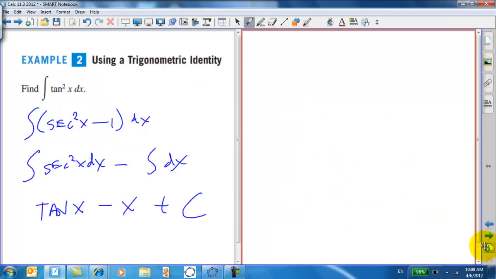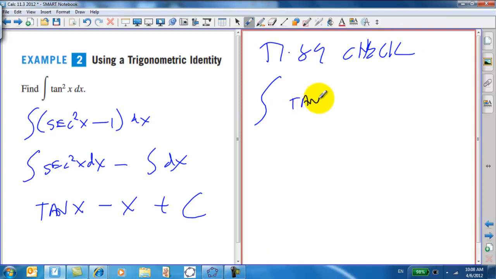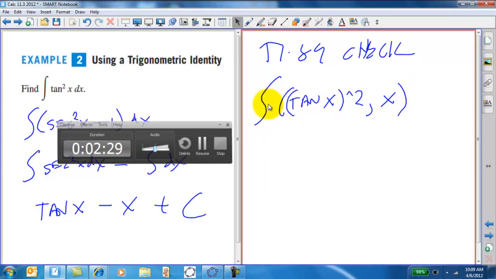Okay, and let's do our TI-89 check. See what the TI-89 says. Integral of tan x. Now you've got to make sure you've got the integral symbol. You can put the tan x in parentheses and square that, comma, with respect to x. Let's see how the calculator does.